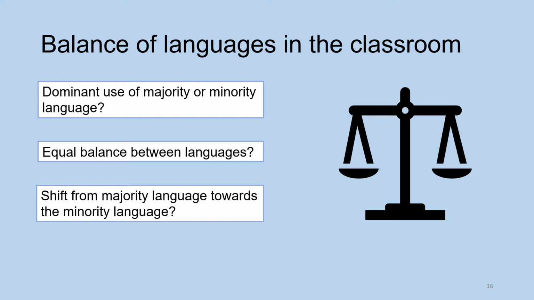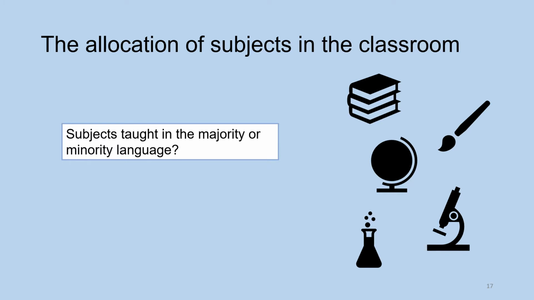Another factor is the balance between the languages in the classroom. Is the majority or minority language used almost entirely or dominantly? Is there an attempt to balance the languages equally? Is there a shift from the majority language towards the minority language at some point? And what are the expected outcomes? Which subjects or content areas are taught in the majority or in the minority language? The allocation of subjects in the classroom might differ from school to school, from class to class, and from year to year. In some cases, maths might be taught in the first year in the first language and in the second year in the other language.